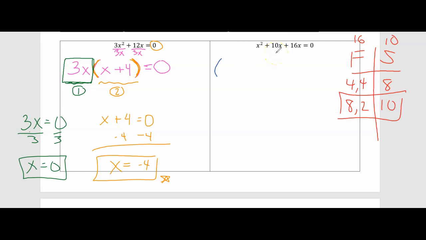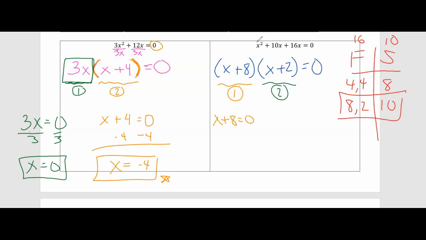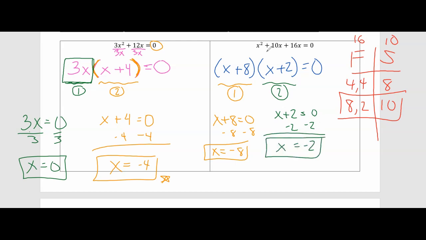So I'm going to rewrite my equation. I'm going to have x plus 8 times the quantity x plus 2 is equal to 0. And voila, I have both of my factors. So I'm going to set them both equal to 0. X plus 8 is equal to 0, which means x is going to be equal to negative 8. I then have x plus 2 is equal to 0, which means I have x is equal to negative 2. So my two solutions here are x is equal to negative 8 and x is equal to negative 2.